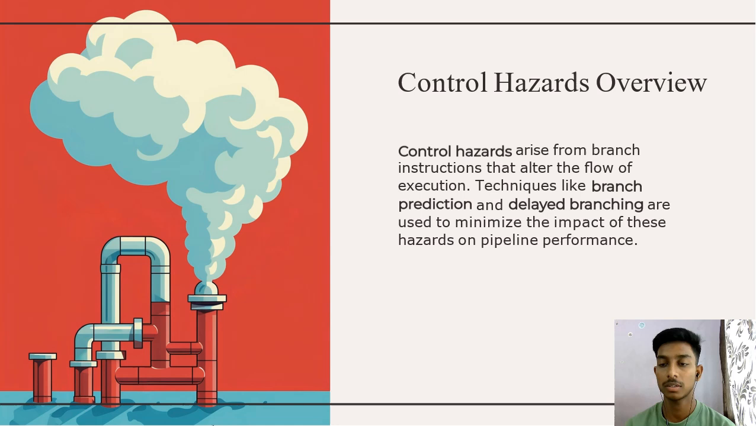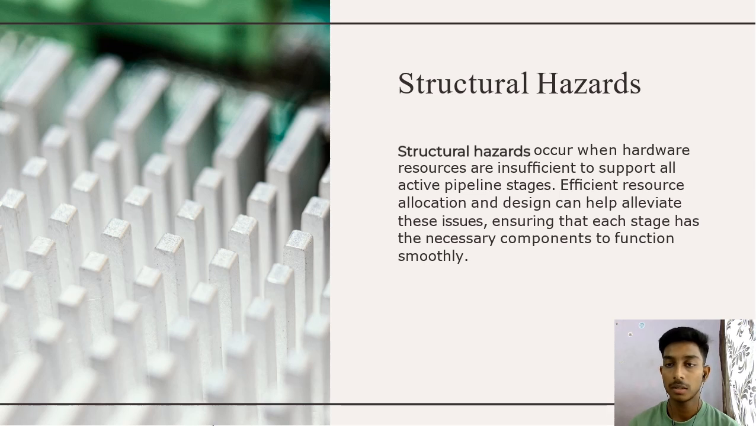For example, conditional jumps create uncertainty about what to process next. The solution to these problems is branch prediction techniques, which anticipate the outcome to reduce the disruption in an efficient way and reduce the complexity of a process. And another one is structural hazards.